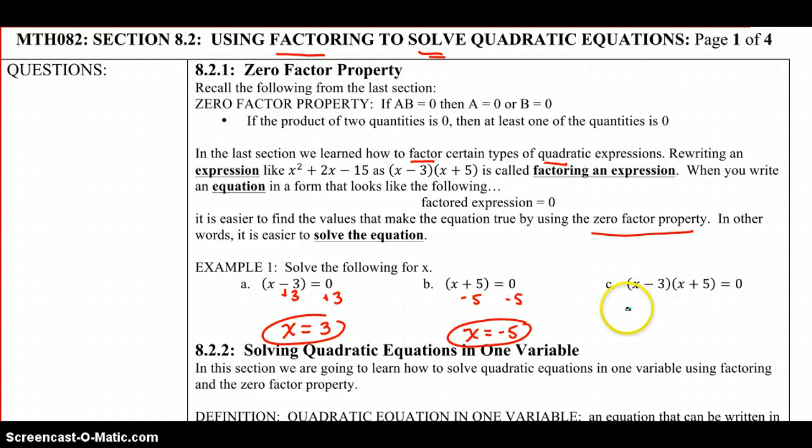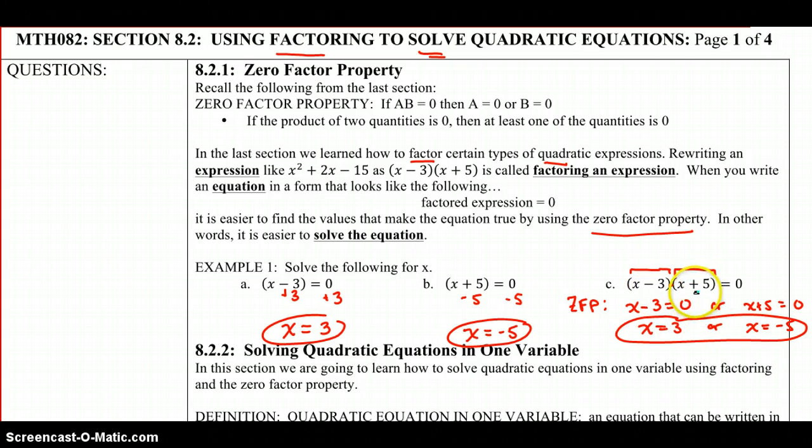But now let's think of these quadratic expressions that we've been looking at. Now I have the quantity x minus 3 times the quantity x plus 5 equals 0. If we use the zero factor property, I'm thinking of two numbers and their product is 0, then at least one of these two numbers has to be 0. So either x minus 3 is equal to 0 or x plus 5 is equal to 0. And we just said this means x equals 3 or x is equal to negative 5.